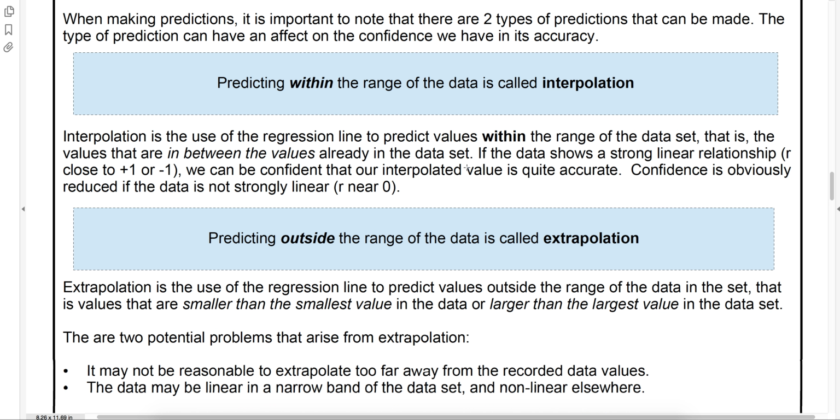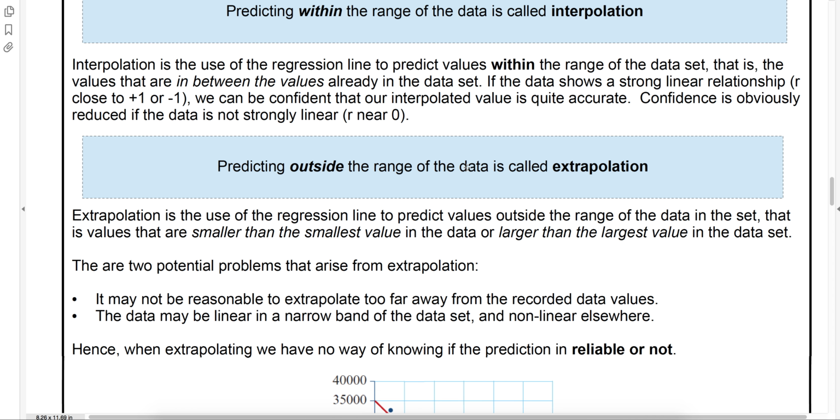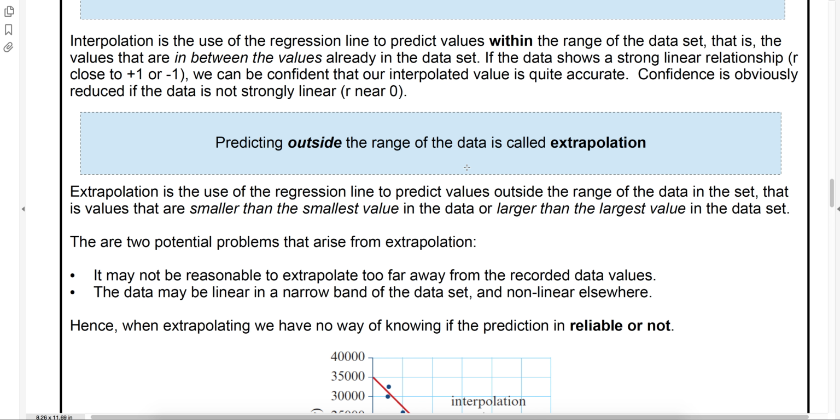Now, the reason we have 2 types is one is a little bit more reliable than the other. When you're doing interpolation, you can be quite confident that the value you've interpolated, so that predicted value, is fairly accurate, especially if your R value is really, really high, or your relationship is really, really strong. That obviously means that the dots were really clustered around the line, that means that the actual data was pretty close to your predicted values.